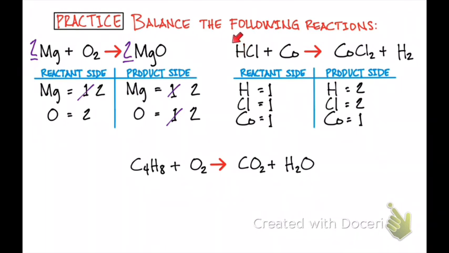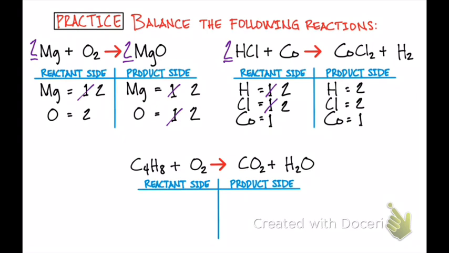So what we can do is add a coefficient in front of hydrochloric acid, HCl, and recount the total number of hydrogens and chlorines. So now we have 2 hydrogens and 2 chlorines. And now that's balanced.